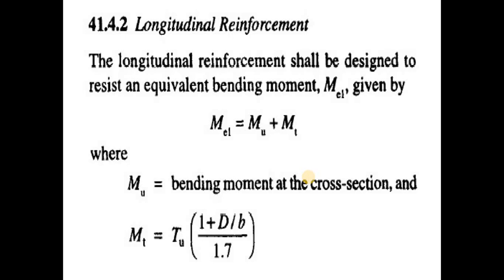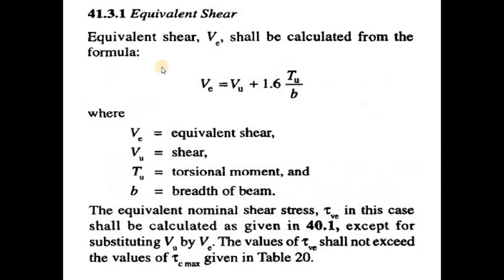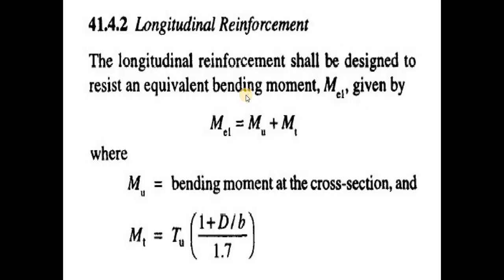Next, longitudinal reinforcement. Now we have studied the equivalent shear, so we are going to study the longitudinal reinforcement calculation. Longitudinal reinforcement shall be designed to resist an equivalent bending moment, that is ME1, given by this equation: MU plus MT. MU is the bending moment at any cross section, the normal bending moment which we calculate. MT is the bending moment induced due to torsion, that is TU into 1 plus capital D divided by B, divided by 1.7.